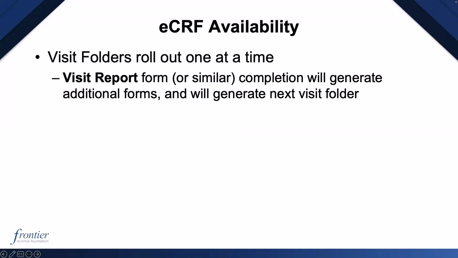Okay, so continuing along with form availability. Forms become available to you as they're needed within Rave EDC. And briefly, here's how that works. So visit folders roll out one at a time. The subject page for a new participant will initially have this entry visit folder, and the folder contains only a single form. In this example, we're looking at a participant from PH 400, and the entry visit folder has a PH 5803.